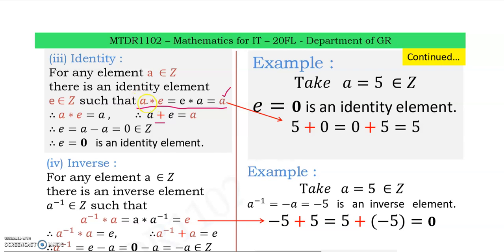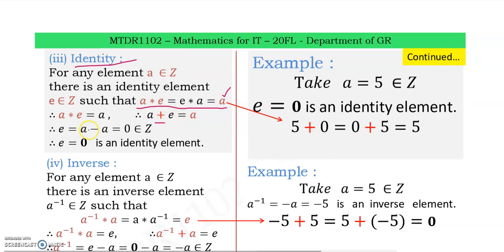Actually, this is the rule. In this rule, I take the left side and the last one. You can take this and this also, no issue, you will get the same answer. So A plus E is equal to A. Now, what is our aim? We are going to find the identity element. So now, what is the identity element?